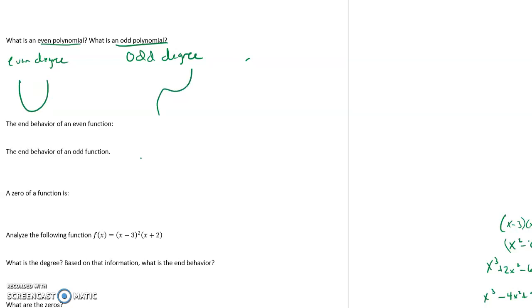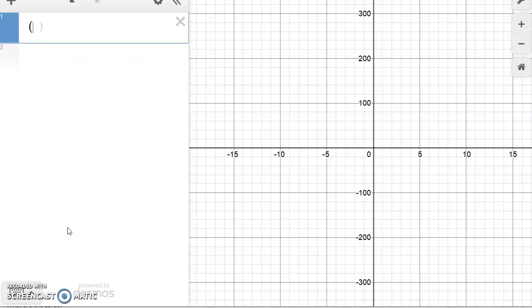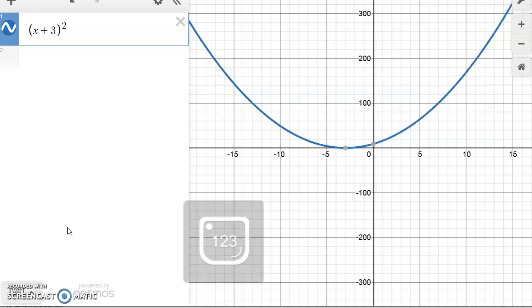Notice that if I go back to Desmos for a second, we can use the idea of shifts of graphs. So something like x plus 3 squared will look like the graph of x squared shifted to the left 3 places. And we can see that here.